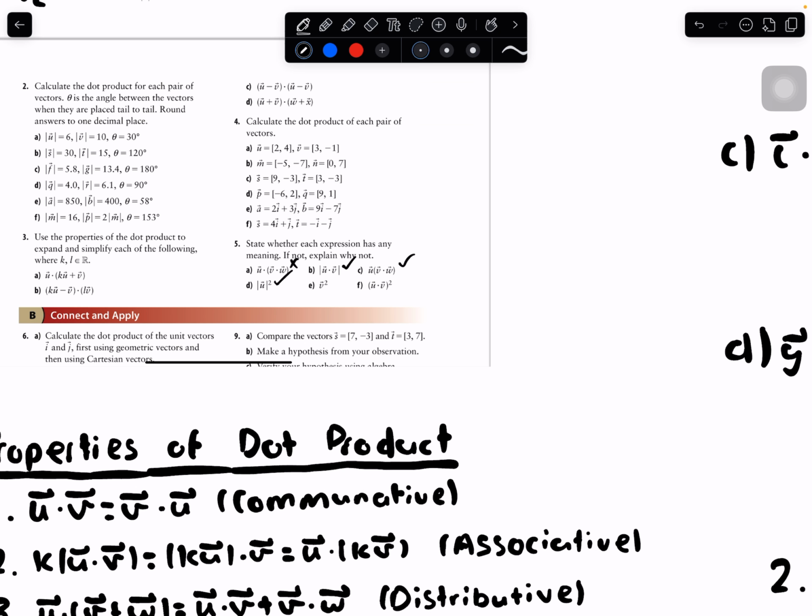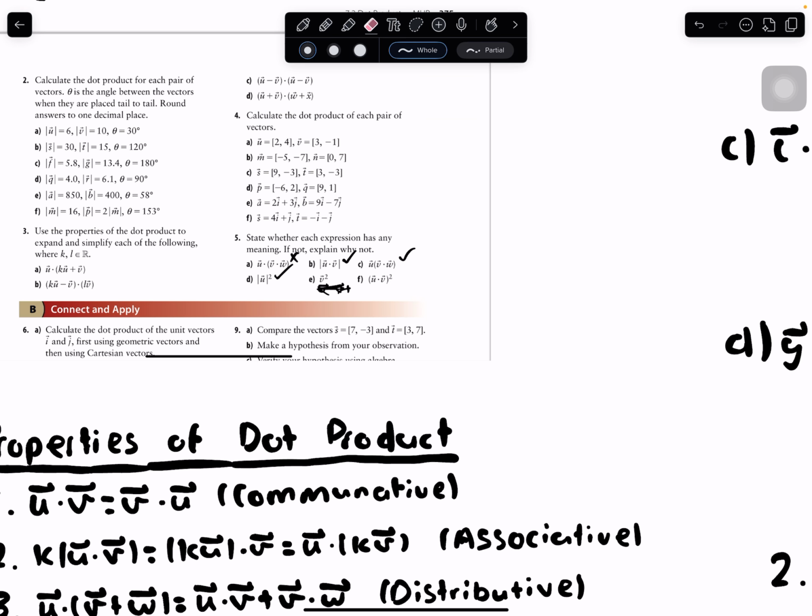E is not allowed because E would be like v times v squared. But there's no operation that's equivalent to multiplication just for vectors, since they have a direction and a magnitude. You can either do the dot product or the cross product. So this is not allowed. I should note that the dot product needs two vectors to tango, in a sense. You can't have a vector and a scalar, you have to have two vectors. This last one is also perfectly feasible because it will result in a scalar squared. Perfectly fine.